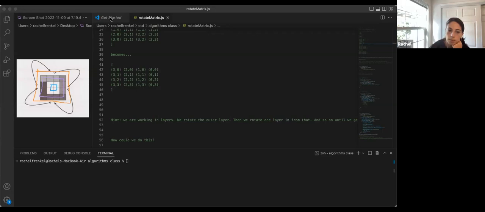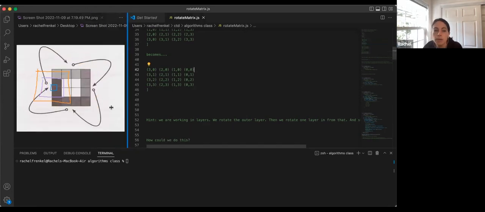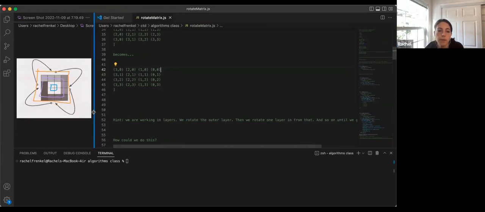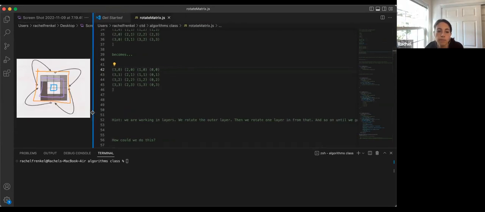Okay, so we're given this table, when we have to rotate it, we're starting at the outside, rotating that first one, then we're moving to the inside, we're rotating that, and we're rotating more and more. Okay.